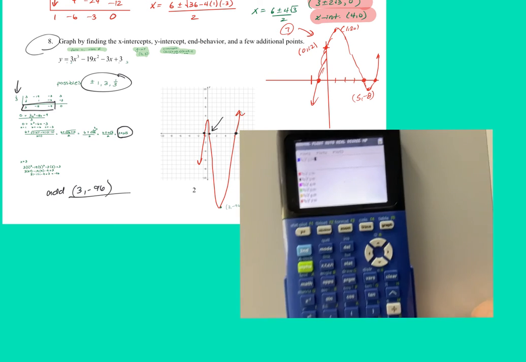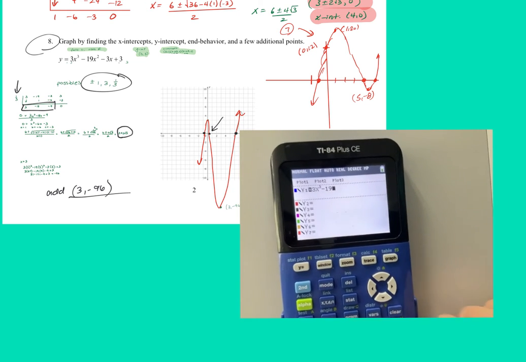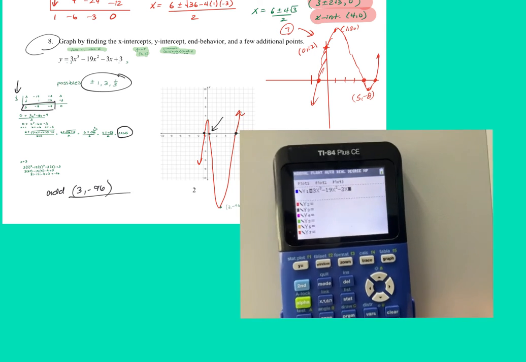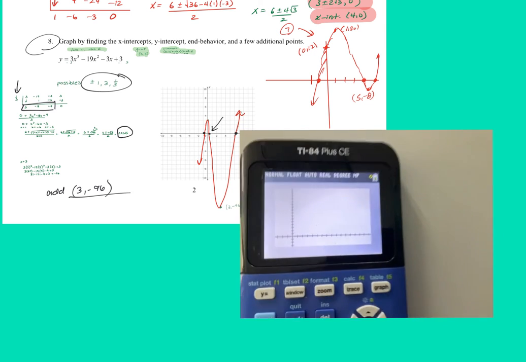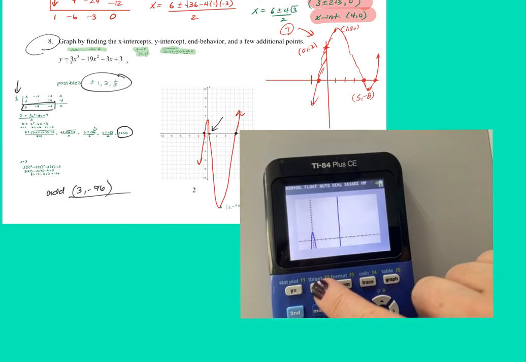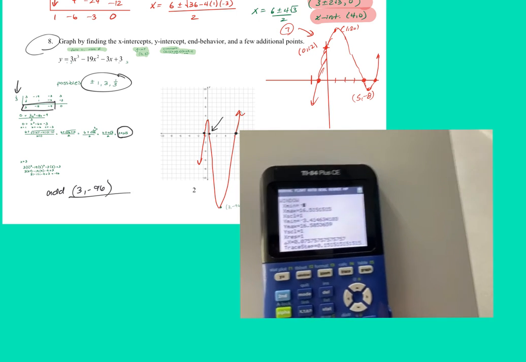So I want to type it in. This is 3x to the third minus 19x squared minus 3x plus 3. Graph it. Oh, my Zoom is all off. It would have started here.